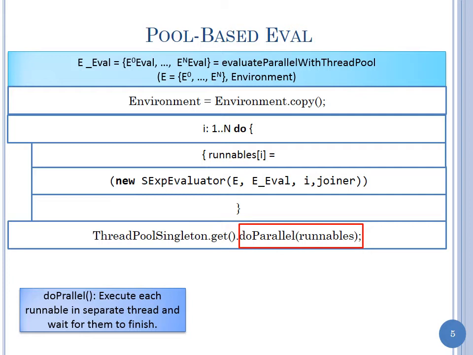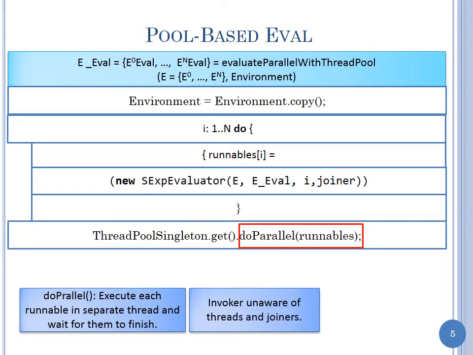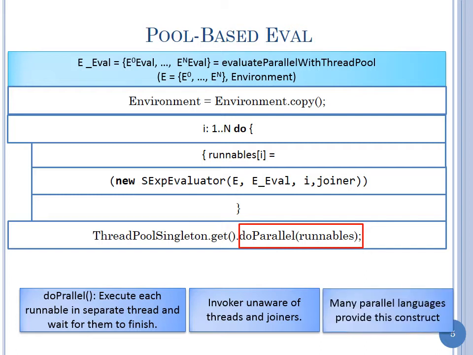Questions? So the invoker is unaware of threads and joiners, even though I have this joiner here, it's supposed to be unaware. And many parallel languages provide this construct. Questions so far?